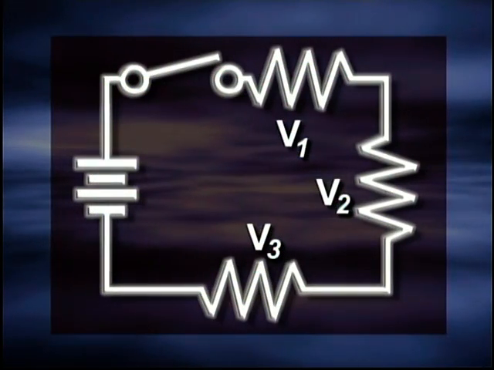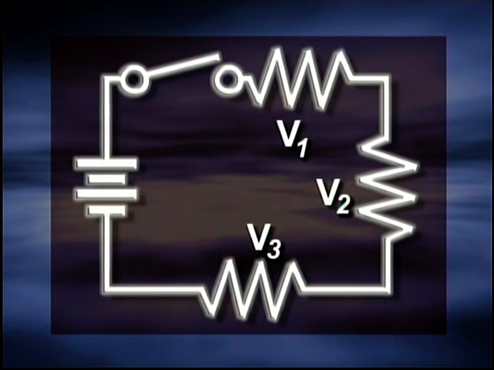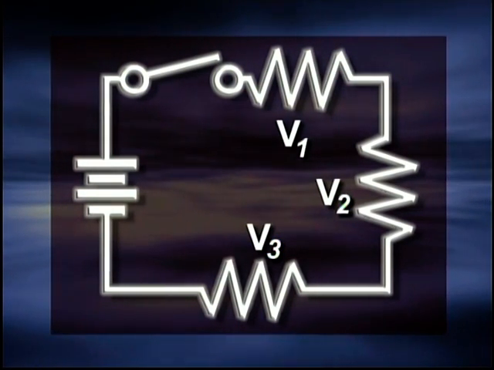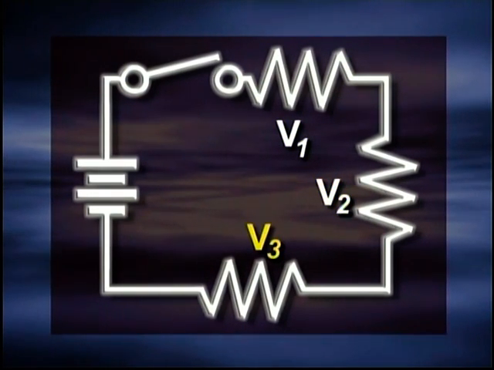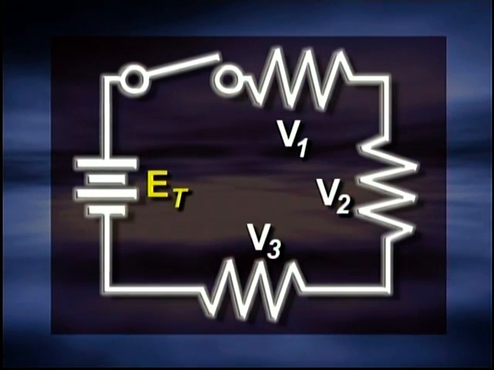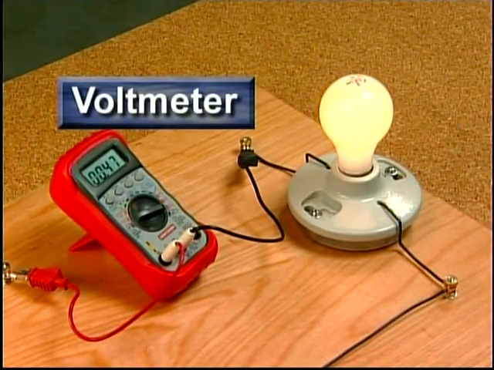If there are two or more loads in a circuit, they can be represented as resistances on a schematic diagram, and the voltage drops across them are identified as V1, V2, and V3. The voltage source would be labeled ET. A voltmeter is used to read both the voltage rise and the voltage drops in the circuit.